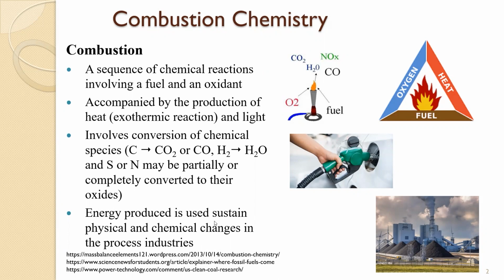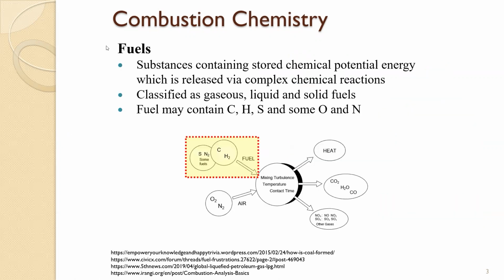Energy produced is used to sustain physical and chemical changes in the process industries, just like here, coal being combusted in order to produce electricity energy. In here, the fuel, gaseous fuel, is being combusted in combustion engines to provide us energy to run the cars. So fuels are substances containing stored chemical potential energy, which is released via complex chemical reactions. It's classified as gaseous, liquid, and solid.